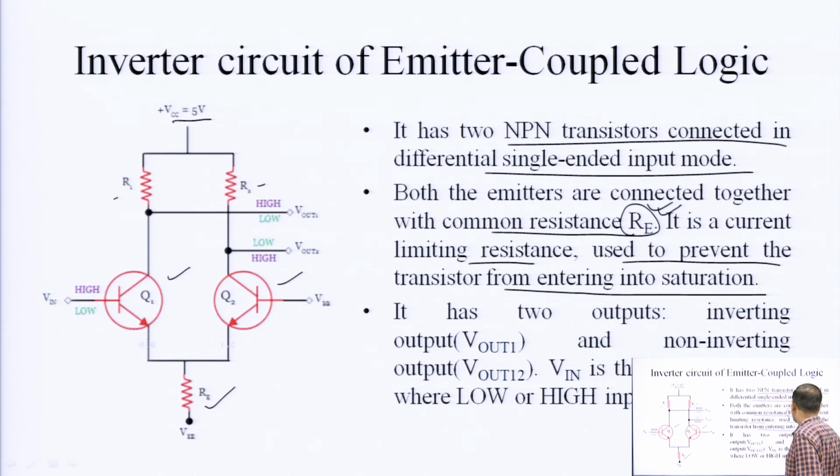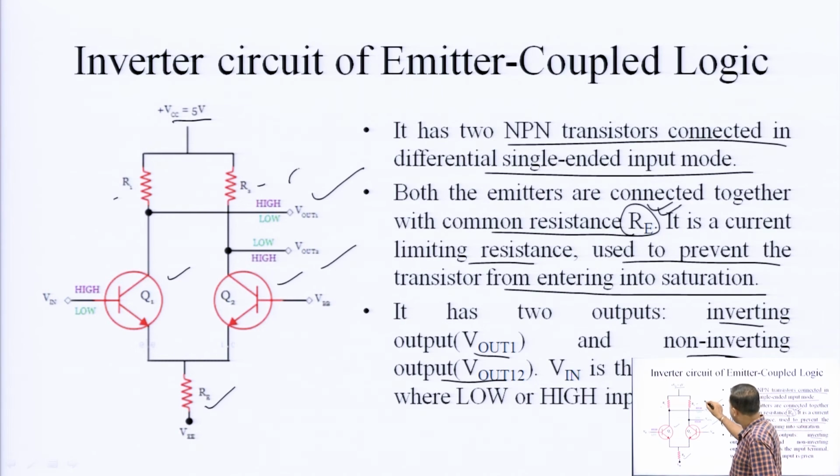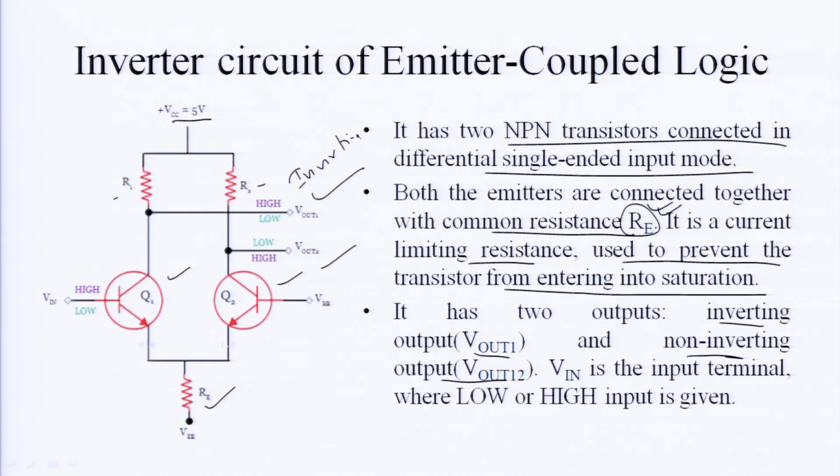Okay. It has 2 outputs: inverting output V out 1, and non inverting output V out 2. So this is the inverting output, and this is the non inverting output. VIN is the input terminal where low or high input is given. You can see we have given either low input or high input. Okay.